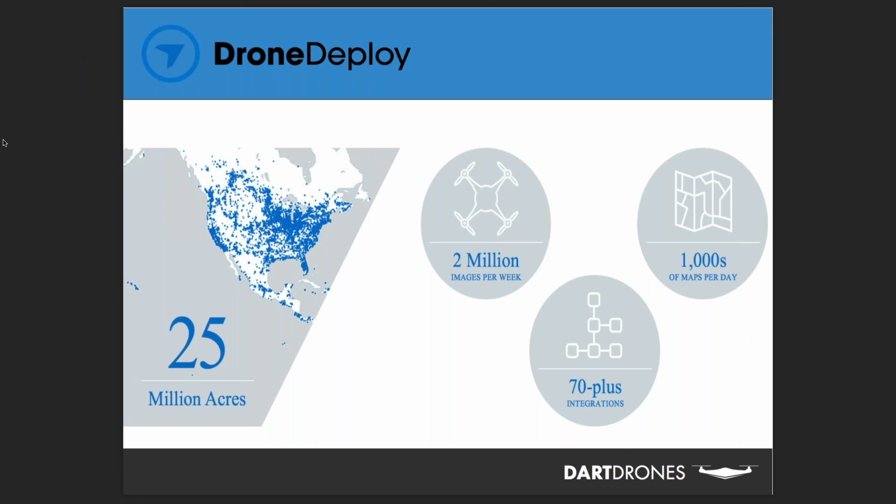And when you look at 25 million acres, what that breaks down to is our users are uploading just over 2 million images per week. And they're doing all that to create thousands of maps per day. So it's a tremendous scale that the platform is being utilized at. And one of the great benefits there is we're able to create an ecosystem. And so to encourage and nurture that ecosystem, we've got 70 different integrations and application developer partners on our app market. And so you're able to plug and play and bring your data into DroneDeploy and do a lot of different things with it.